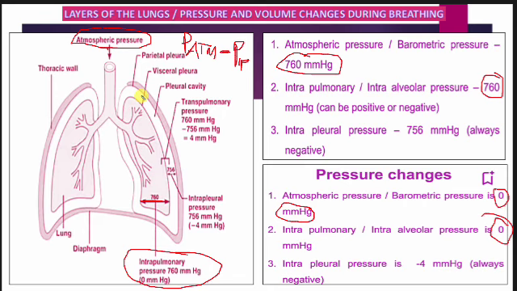Good. So 760 minus 760 is what? 0. Okay, if you want to use their values inside the respiratory tract, what is the value for atmospheric pressure? 0. What is the value for intrapulmonary pressure? What? In the lungs? 0. So you have 0 minus 0. What? 0. Good.